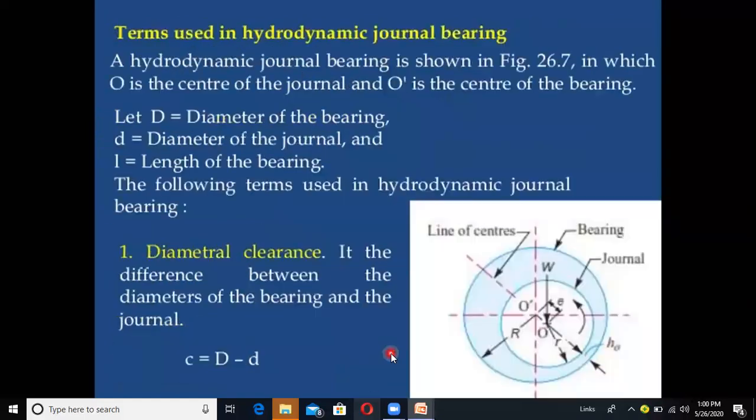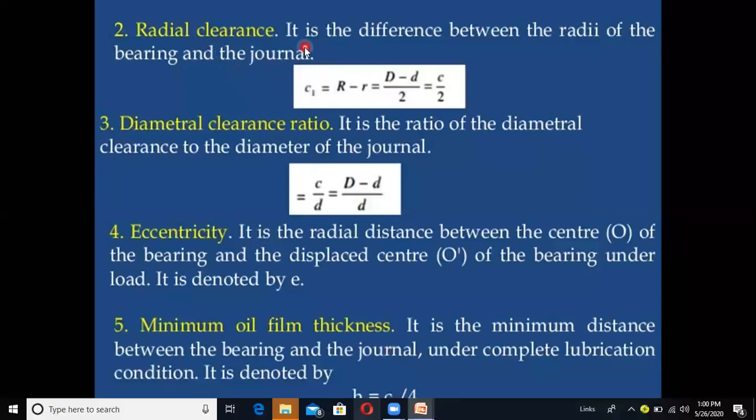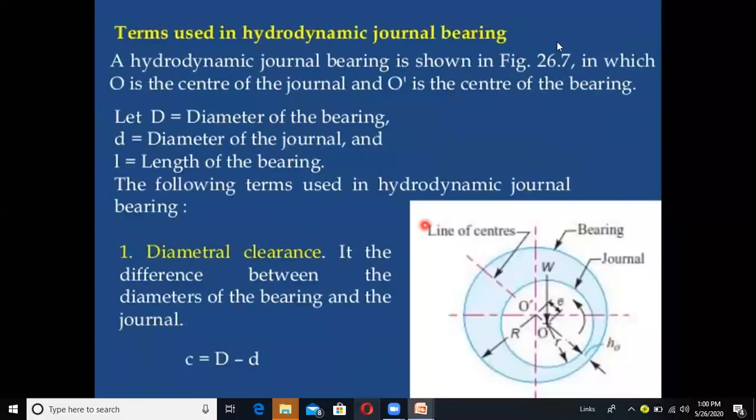So these are some of the notations we are going to use in the hydrodynamic journal bearing: diametrical clearance, radial clearance, diametrical clearance ratio, eccentricity, and minimum oil film thickness. Understood?